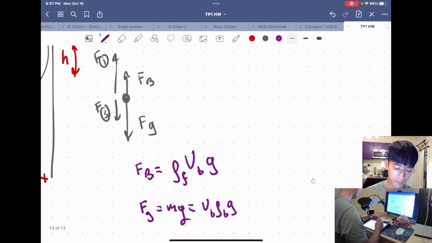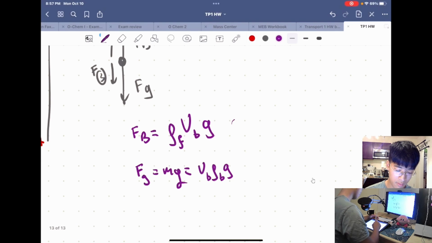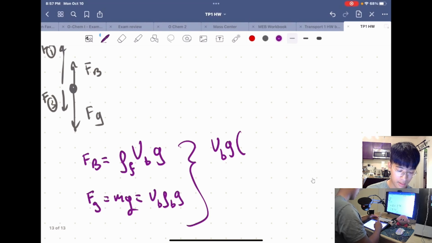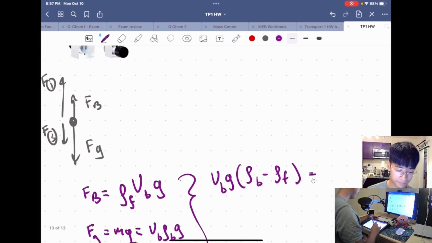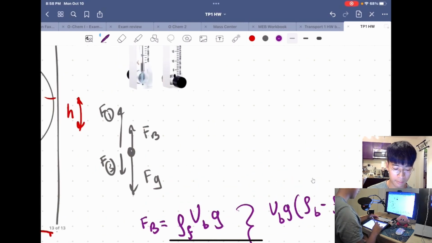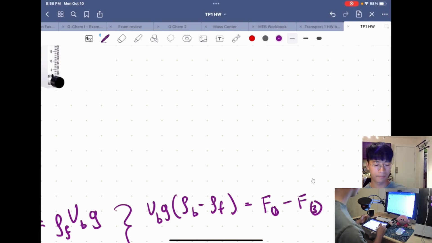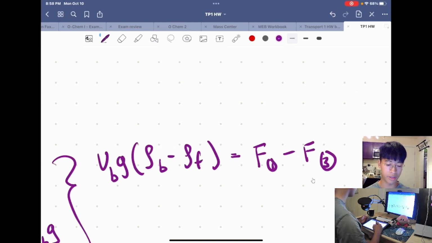So what do we have? We can factor out the volume of the ball multiplied by g, and for Fg, the density of the ball minus the density of the fluid equals the pressure force at 1 minus the pressure force at 3. And you're going to want to relate this to pressure somehow.